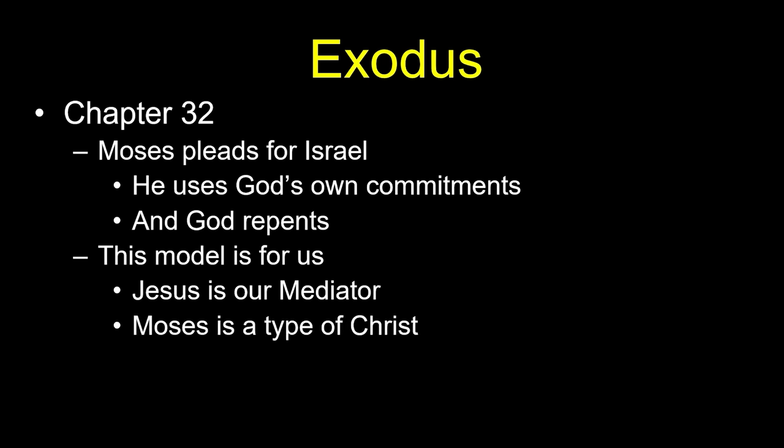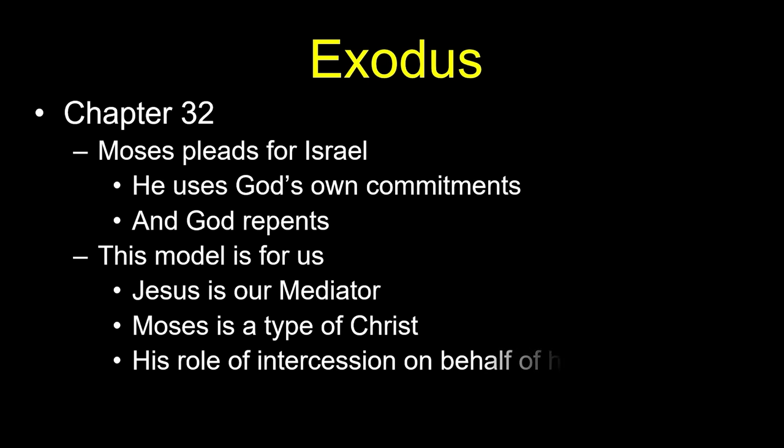And I've seen a list of virtually 100 ways that Moses was a type of Christ. Just like Joseph, in the Genesis study, we enumerated what? 100 ways that Joseph was a type of Christ. I've seen an equivalent list of Moses in the same way, being chosen as a deliverer and so forth. And one of the ways here is his role of intercession on behalf of his people before the Lord.